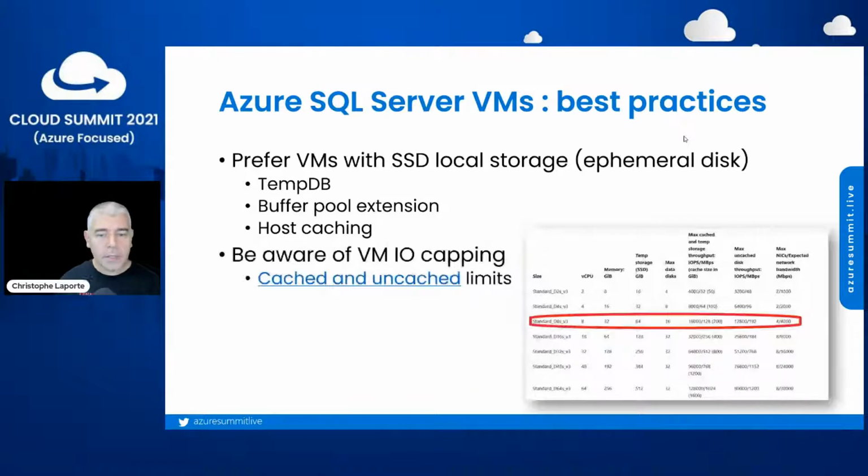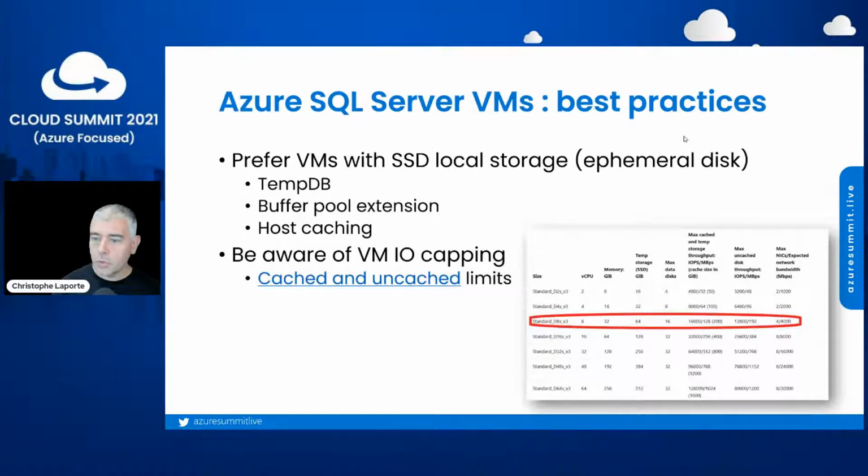But there are some limitations. The first one is that you cannot add an infinite number of drives inside your VM, and your VM has some IOPS and throughput limitations. But you have two kinds of limitation. You have the cached one and the uncached one.